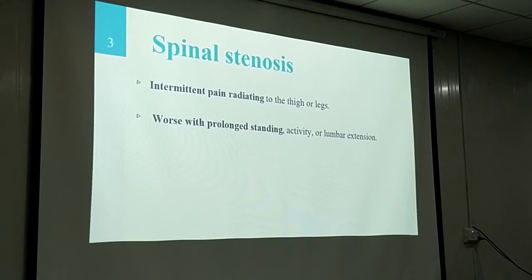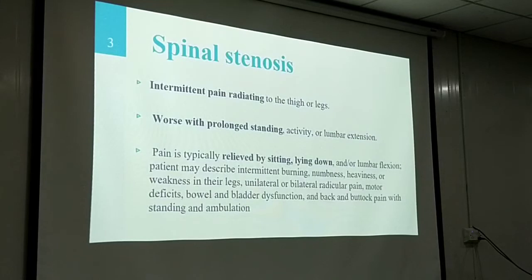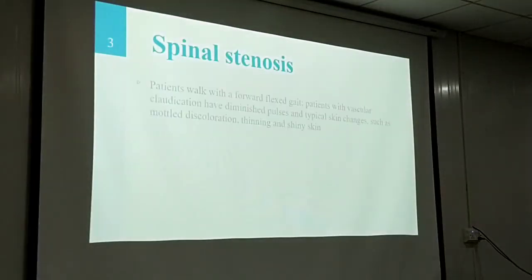The presentation of spinal stenosis is intermittent pain radiating to the thighs or the legs, worst with prolonged standing, activity, or lumbar extension. Pain is typically relieved by sitting, lying down, or lumbar flexion. The patient may describe intermittent burning, numbness, heaviness, and weakness in their legs, unilateral or bilateral radicular pain, motor deficits, bowel and bladder dysfunction, and leg pain with standing and elevation.